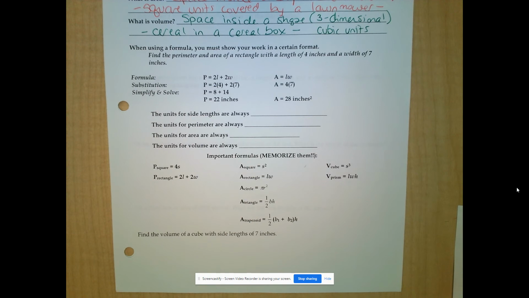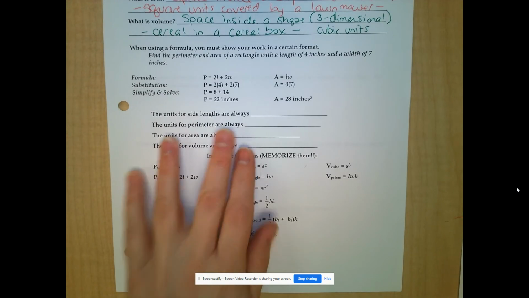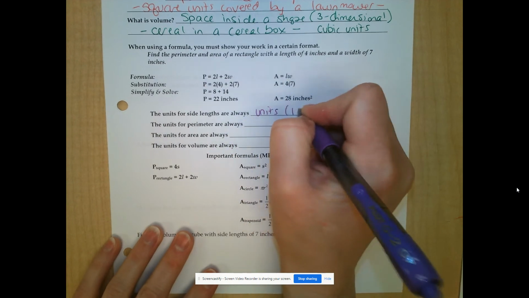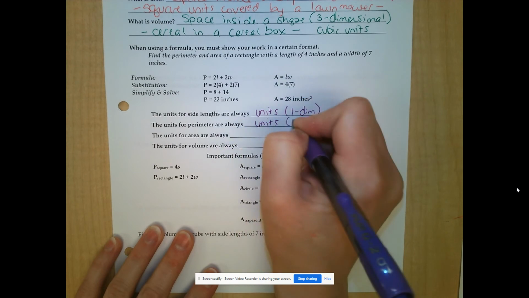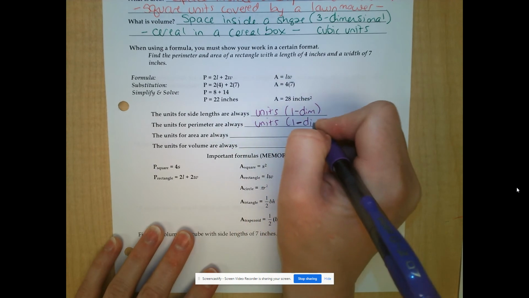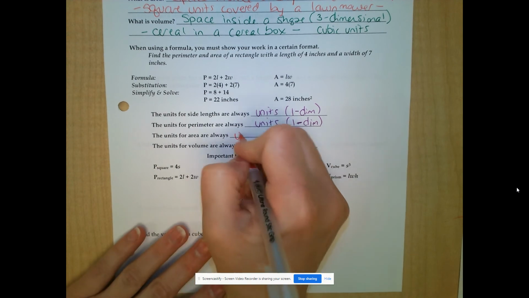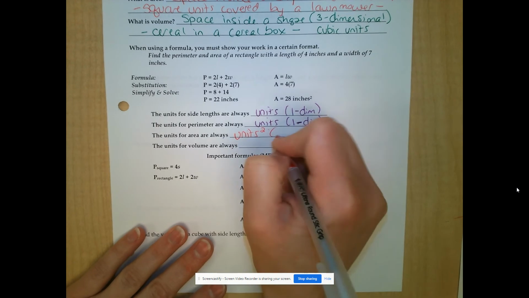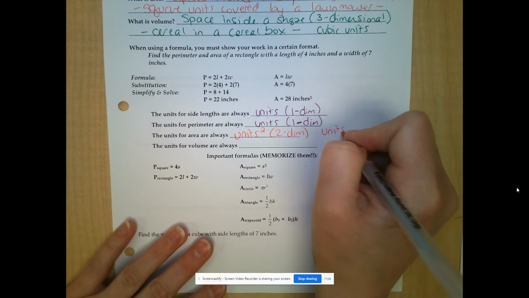The units for side lengths are always one-dimensional, so they're just measured in units. Perimeter is also measured in units because perimeter is also one-dimensional, just length. Area is always going to be measured in units squared. Let me put a little 2 up here. That's because it is two-dimensional, or you could say units squared.